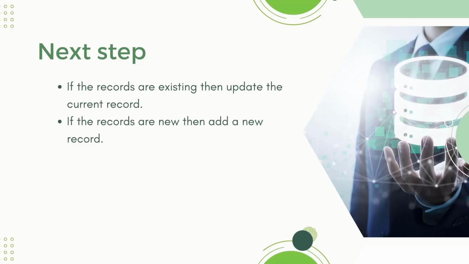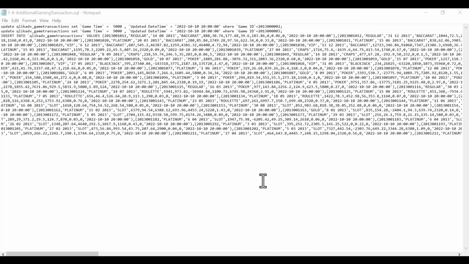In other words, once the 809th record and other new lines are added to the database, we will pick up the new records directly from the database table and insert them into the app. As for the old records that were updated, we will also update their information. We're going to use the file 1-4-additional gaming transactions.sql to update the gaming transactions table.